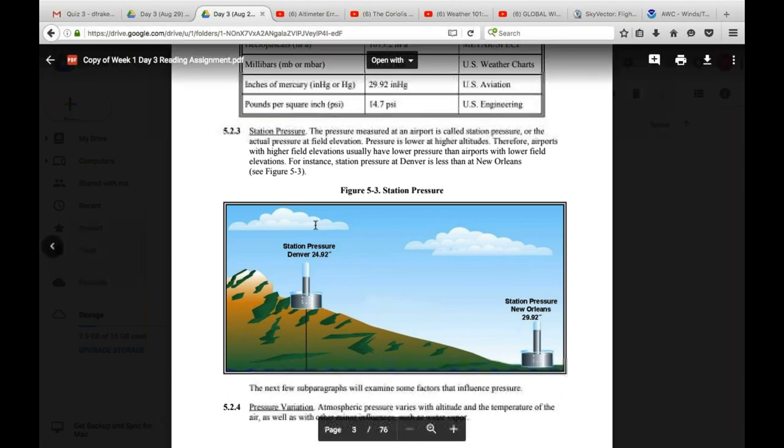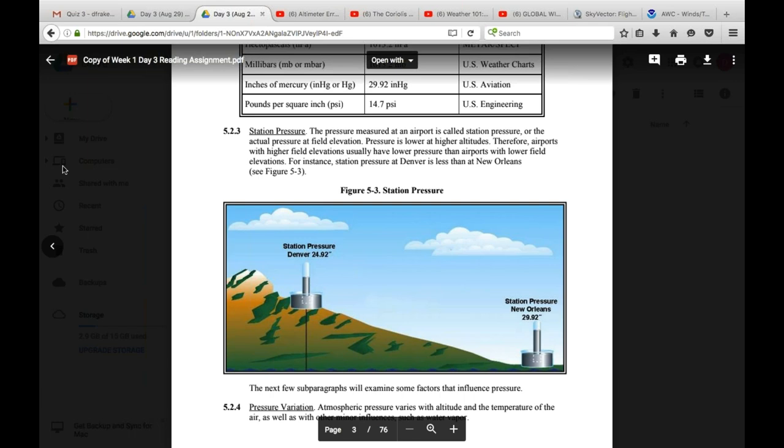So this is kind of where things start to differ a little bit with pressure. Station pressure is the pressure measured at an airport, or actual pressure at field elevation. Pressure is lower at higher altitudes, therefore airports with higher field elevations usually have lower pressure than airports with lower field elevations. For instance, Denver and New Orleans. So New Orleans is at sea level, and Denver is the Mile High City.